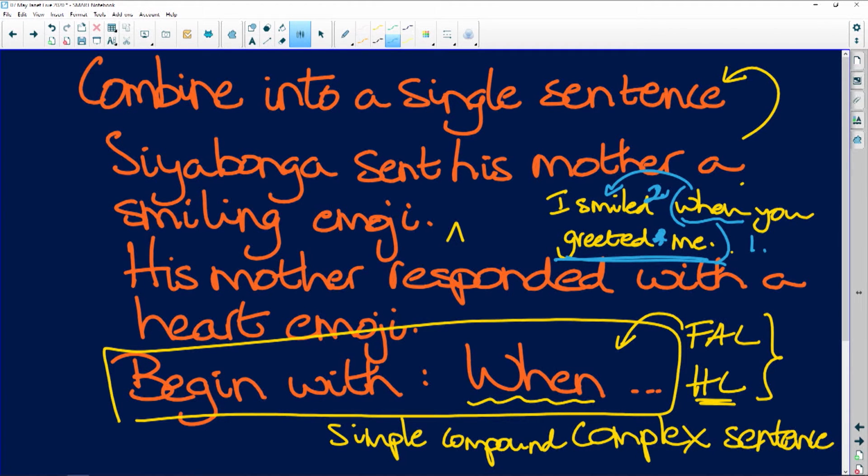So what happened first here? Siyabonga sent his mother the emoji and then his mother responded. So the when has to go here. When Siyabonga sent his mother a smiling emoji, comma, she responded with a heart emoji. All right.